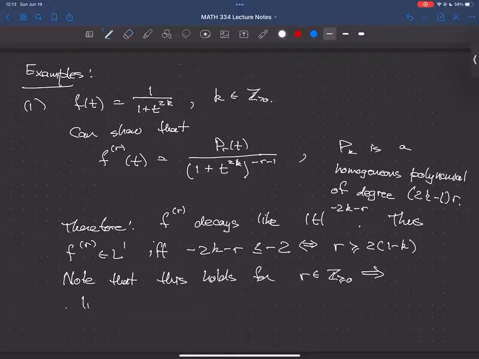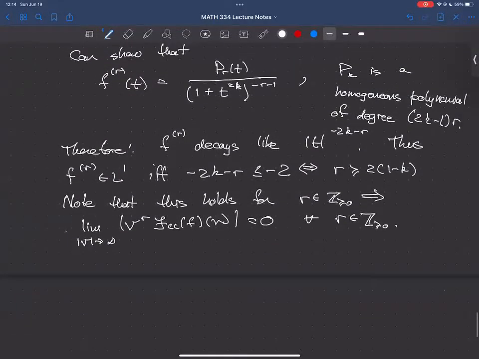I can conclude that the limit as nu goes to infinity of nu to the r times the CCFT of f of nu is equal to 0 for every r. Okay. All right, so the CCFT of f decays faster than any power of nu. Right, and that's true for any k.